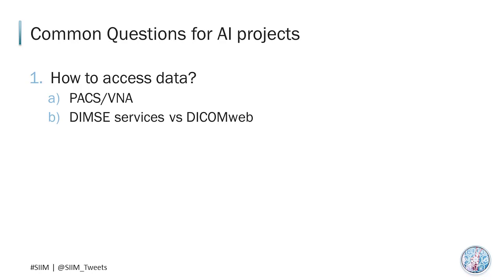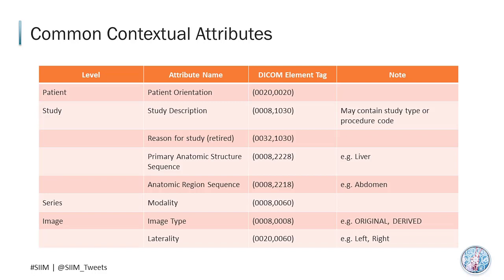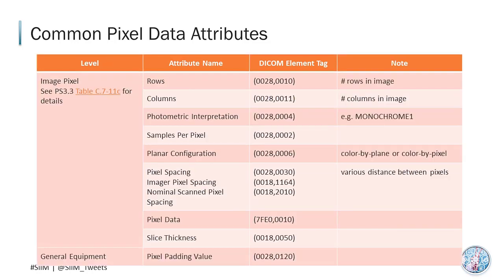So now that I have access to data, could you tell me some key indicators within the DICOM metadata that I should look out for? Definitely. So here are some common contextual attributes in the DICOM header that are useful for AI analysis. Here you see some patient and study relevant information. And here are some common pixel data attributes that tell you how to interpret the pixel data.